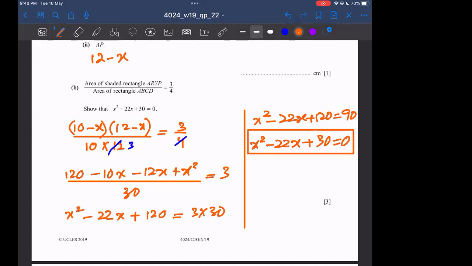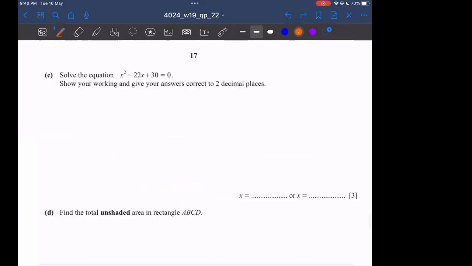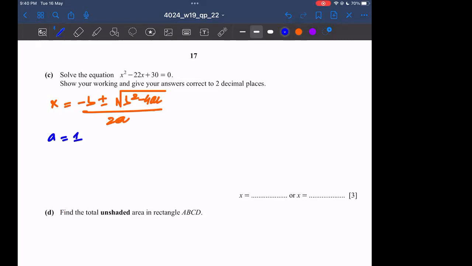Once you have the equation, they are definitely going to ask you to find the value of X. Since they are asking you to find the value to two decimal places, you just put the values in the quadratic formula. X equals minus B plus minus under root B square minus 4AC upon 2A. The value of A is the coefficient of X square along with sign, that is 1. The coefficient of X along with the sign, the value of B, is minus 22. The constant term is 30 here.